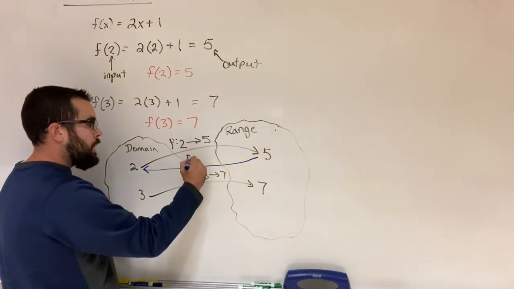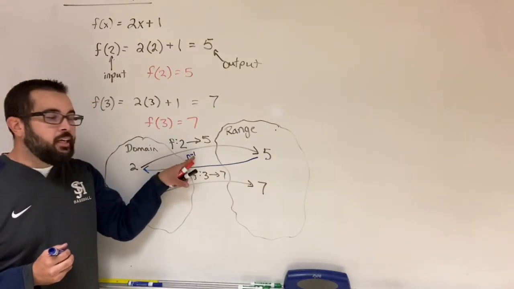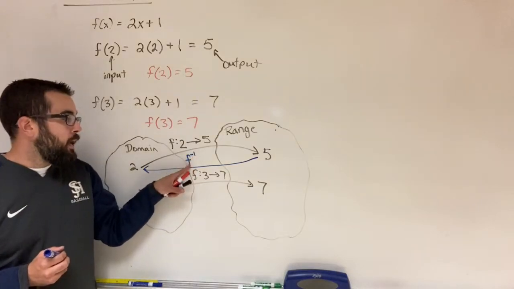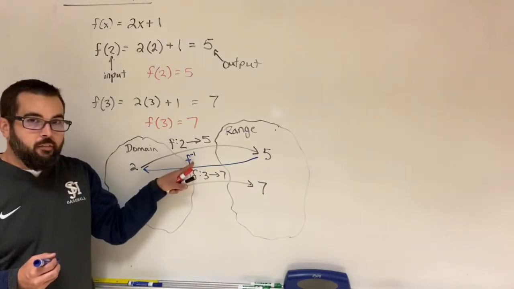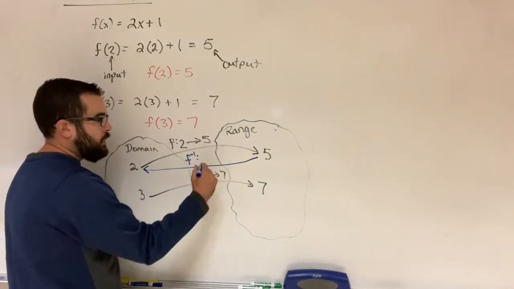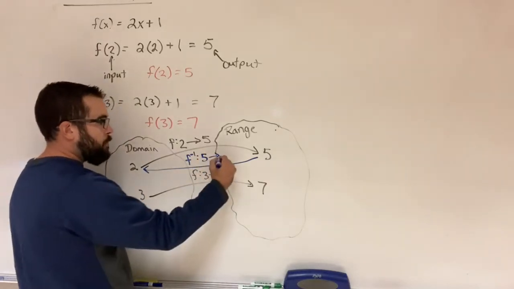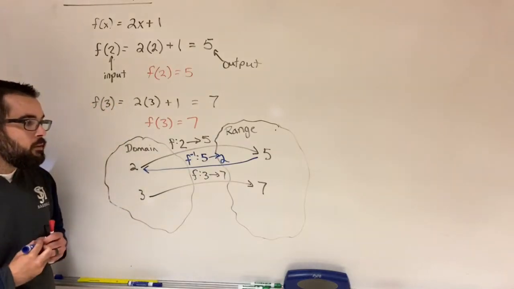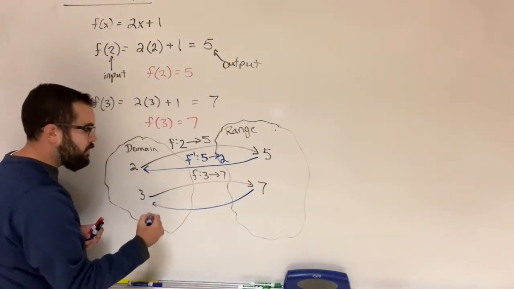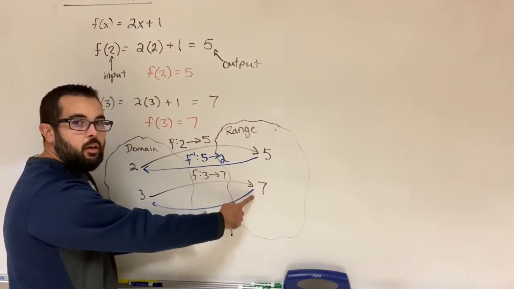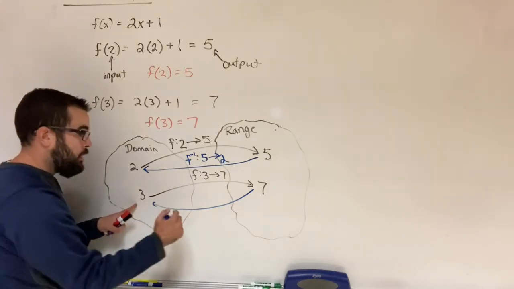Okay? So we would say this is the notation for an inverse. It's f with what looks like an exponent of -1. It's not read f of -1 or f to the -1 power. This is read inverse f. Inverse f takes 5 and turns it back into a 2. Okay? What do you think the inverse is going to do with the 7? If you input a 7 into the inverse, what do you think that's going to do? Well, it's going to turn it back into a 3.